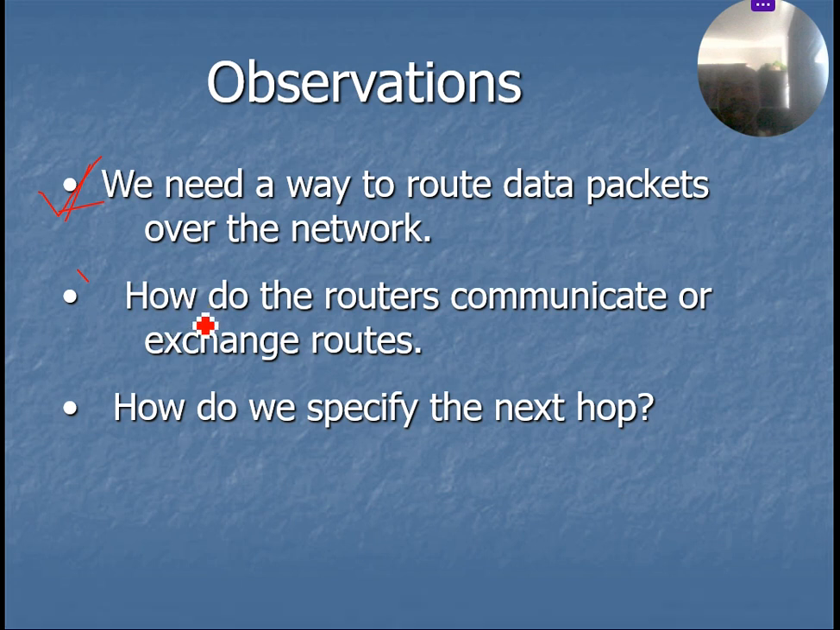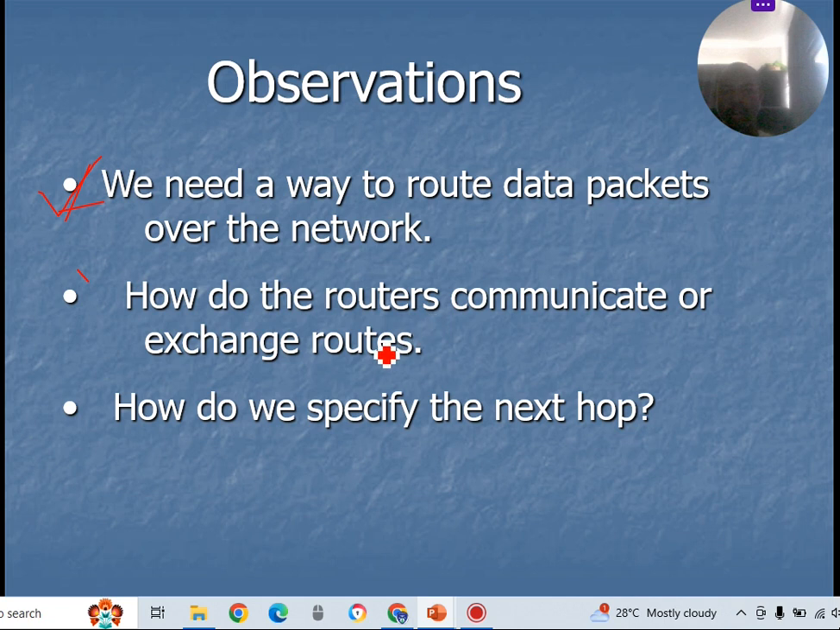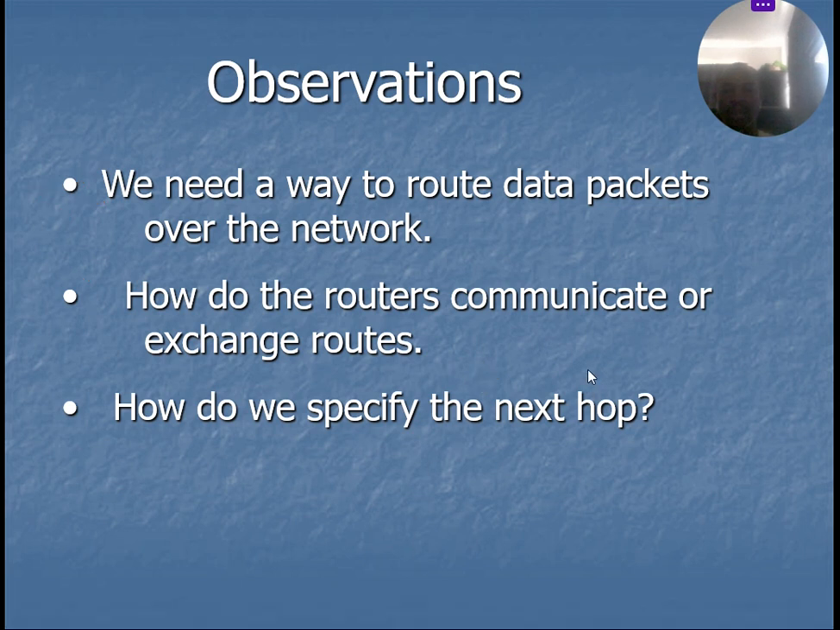The second thing is how do routers communicate or exchange routes? How do they communicate? The routers themselves have to communicate with protocols, right? Called the routing protocols. In this section, we're looking at the static route as a means of communication between routers. So the third one is how do we specify the next hop, the next direction they have to go through.